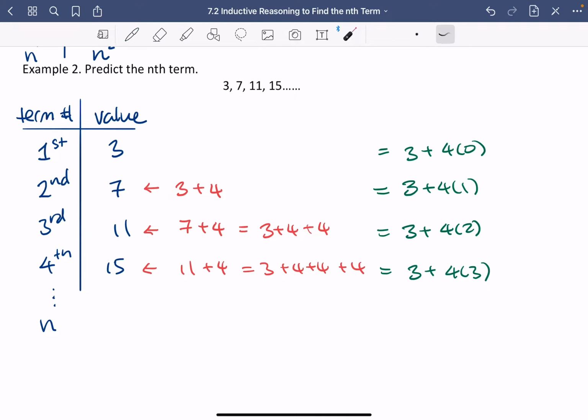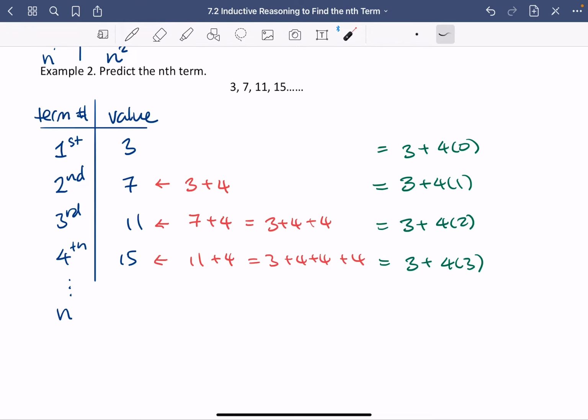Okay, so what do you guys notice? Well, the first term is always 3, and then the second term is always 4 times by a number. And where do these numbers come from? Well, let's take a look. When we have the first term, the number we're multiplying is 0. For the second term, the number we're multiplying is 1, and then third term, 2, fourth term, 3. Well, so we can say that the number we're multiplying here is always 1 less than the term number.